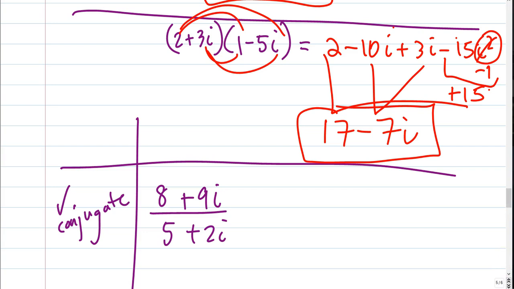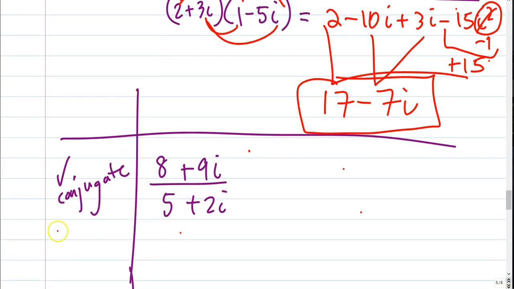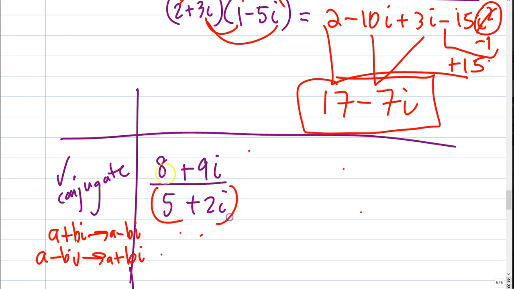What if I have a 5 plus 2i in the denominator? I cannot just multiply the top and bottom by i. We already saw that in the last section. Why not? That would fix this one, but it would put another i there. So it doesn't work. So what can we do? Well, use the conjugate. If I have an a plus bi, we'll multiply by an a minus bi. If I have an a minus bi, we'll multiply by an a plus bi. Since this is 5 plus 2i, I'm going to multiply by the conjugate, 5 minus 2i, top and bottom.